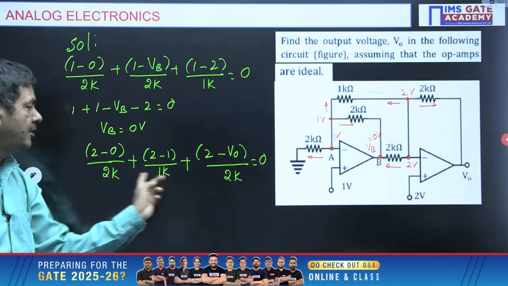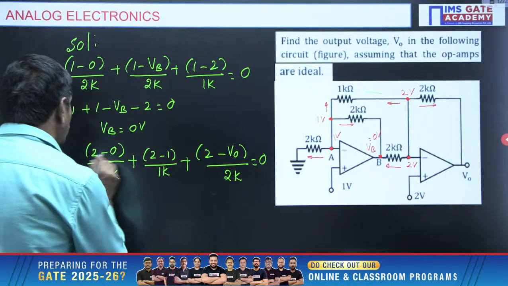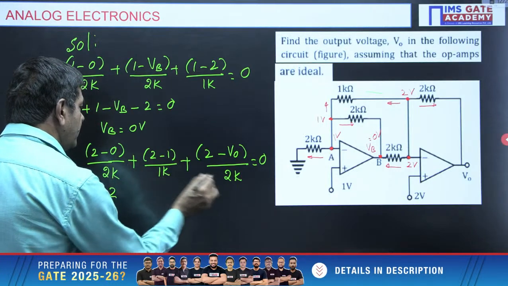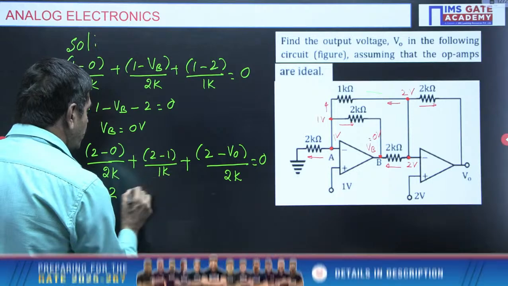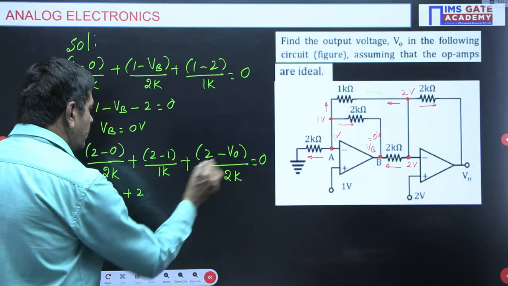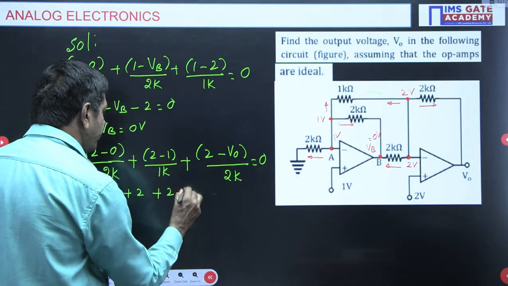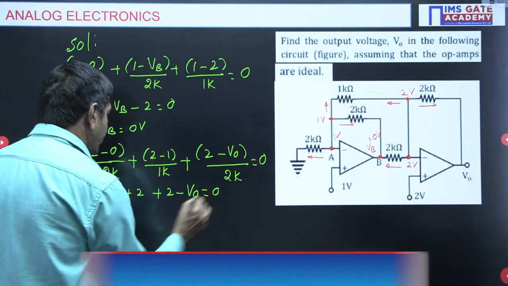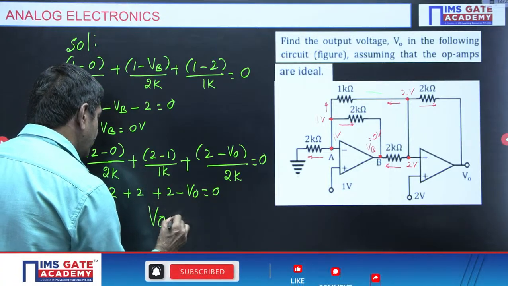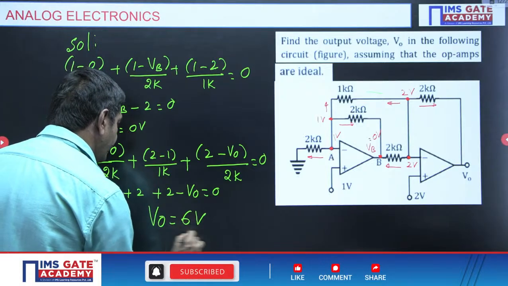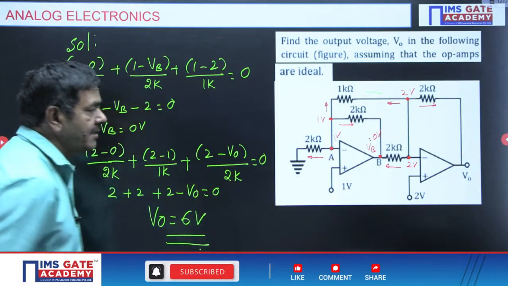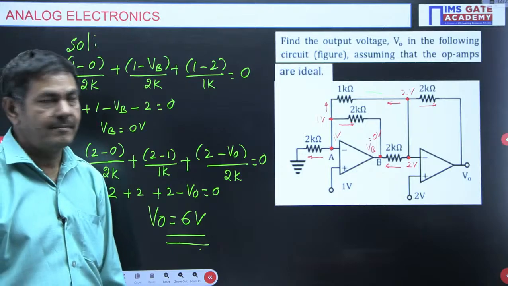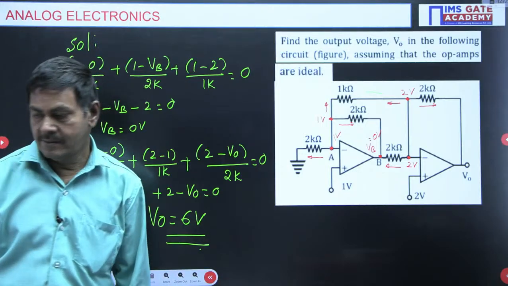The k will be cancelled. 2 is the LCM. 2 minus 0, 2 itself. 2 minus 1, 1, 1 into 2, 2 I will get here. Then 2 minus V naught, and this is equal to 0. But I want the V naught value. 6 volts is possible here. V naught is nothing but 6 volts. That is the solution for this question. I hope you followed. Note this down.